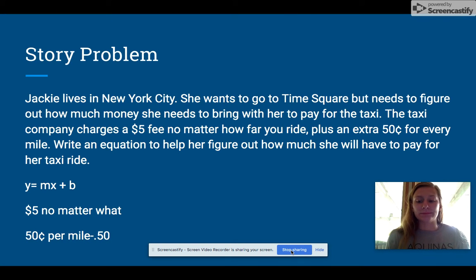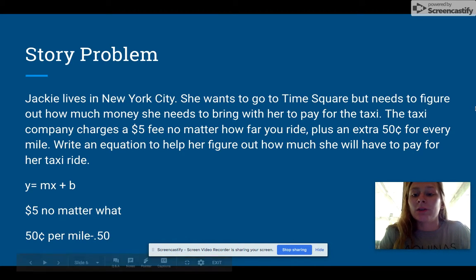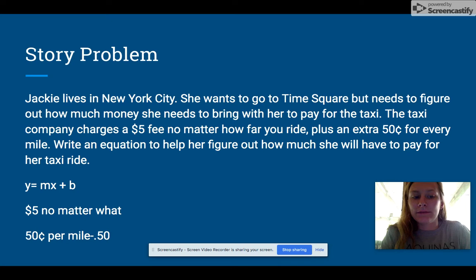So here's a story problem. Jackie lives in New York City. She wants to go to Times Square but needs to figure out how much money she needs to bring with her to pay for the taxi. The taxi company charges a $5 fee no matter how far you ride, plus an extra 50 cents for every mile. Write an equation to help her figure out how much she will have to pay for her taxi ride.